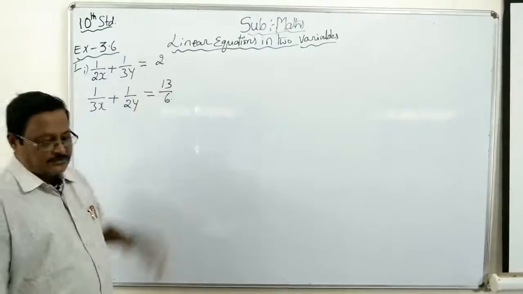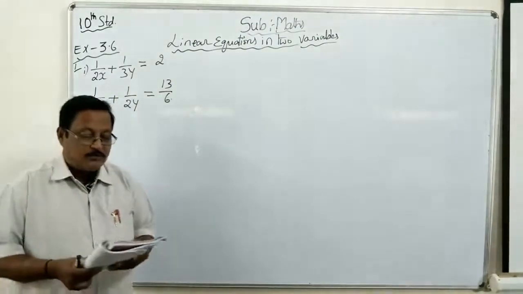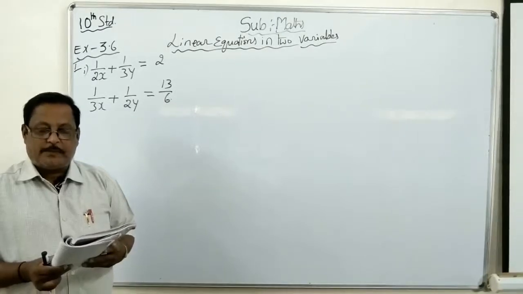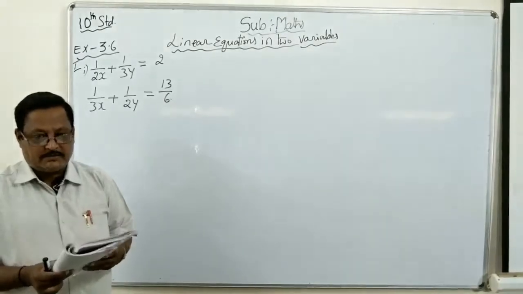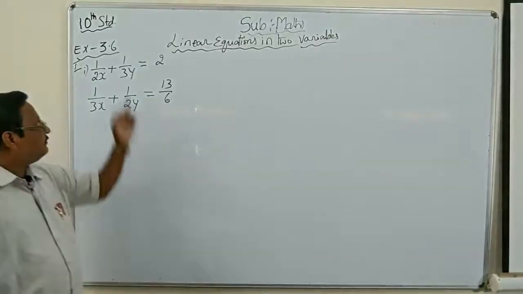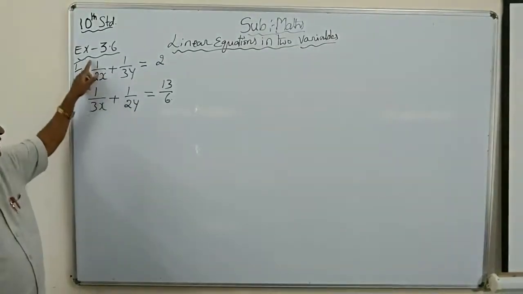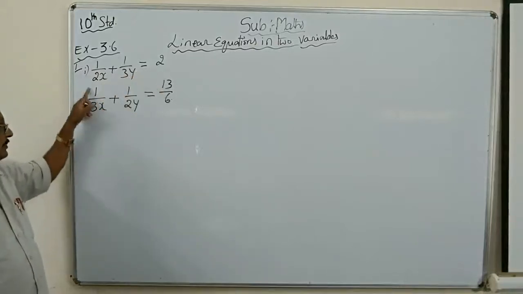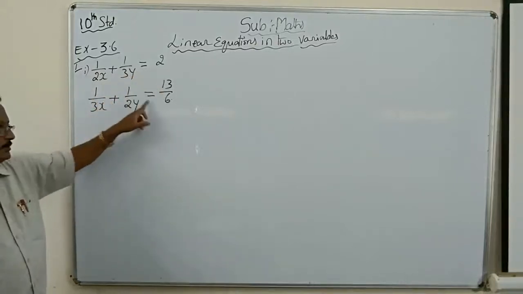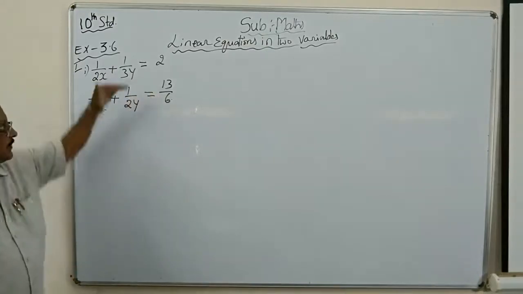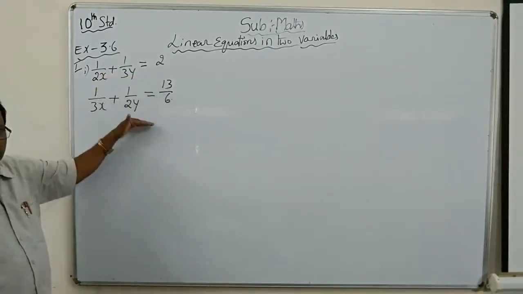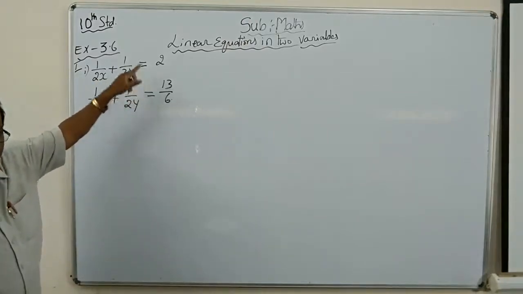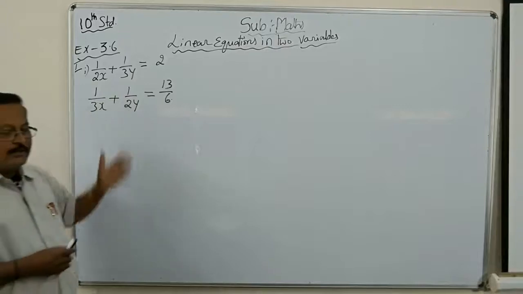Here in the first question: solve the following pair of equations by reducing them to a pair of linear equations. The first one is 1 by 2x plus 1 by 3y is equal to 2. The second one is 1 by 3x plus 1 by 2y is equal to 13 by 6. First you reduce these equations to a pair of linear equations. This is not a pair of linear equations. Reduce to a pair of linear equations and then solve.